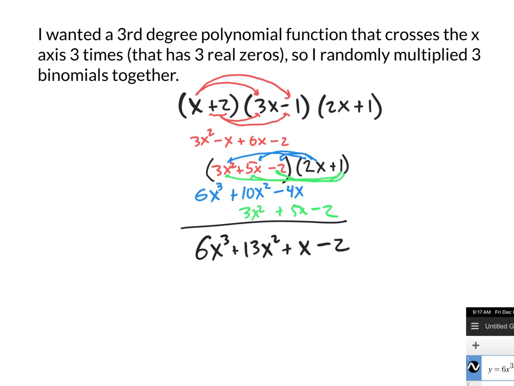So I took this x plus 2 and that 3x minus 1, and I distributed the x. I distributed the 2. I combined like terms. I got this red quadratic trinomial. And then I brought down the 2x plus 1. And then I distributed the 2x, and I got that blue trinomial. And then I distributed the 1 to all 3 terms, and I got that green trinomial, and I lined them up to combine like terms, and I got my cubic polynomial.